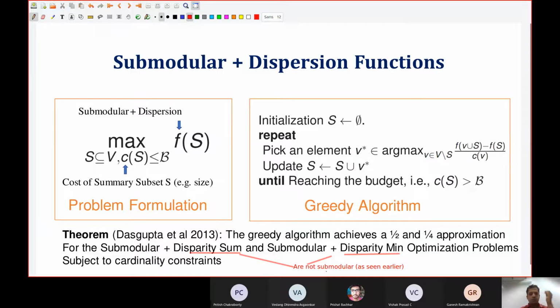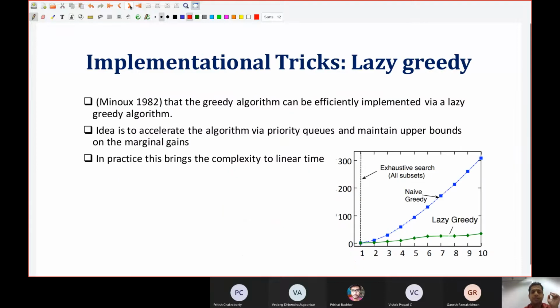Now, what happens to these two, subject to cardinality constraints? It turns out that the same greedy algorithm achieves a half and 1/4 approximation, not 1 minus 1 over e, but a half and 1/4 approximation for these two functions. The same greedy algorithm. Nothing has changed. Also reassuring. Now we'll look at another very interesting implementation trait.